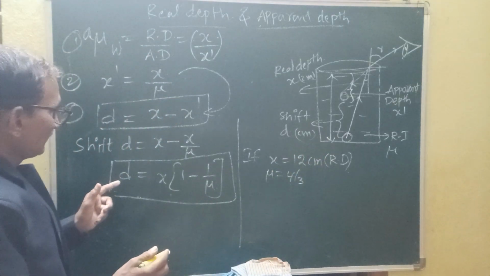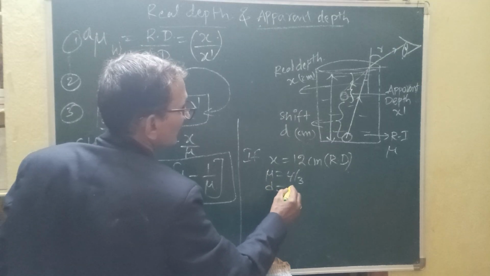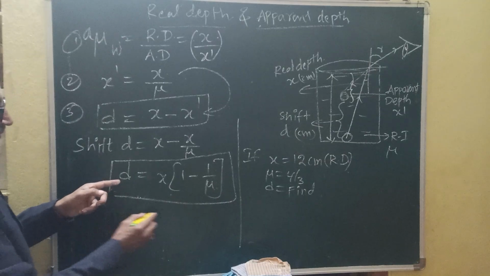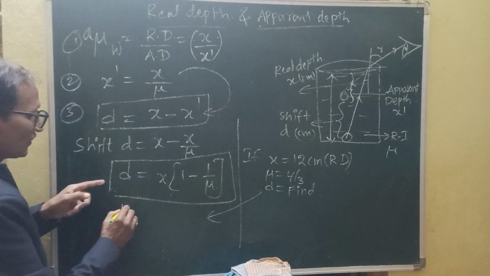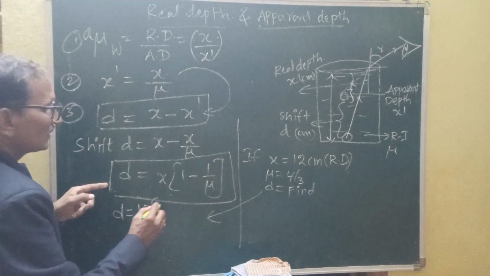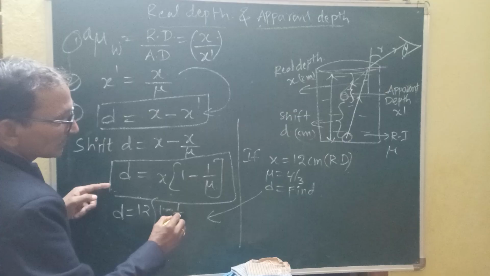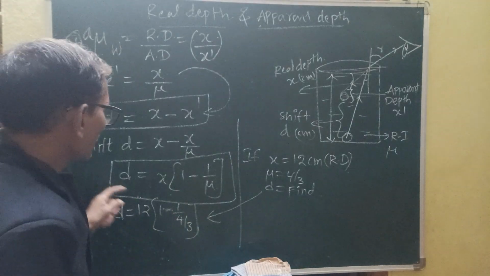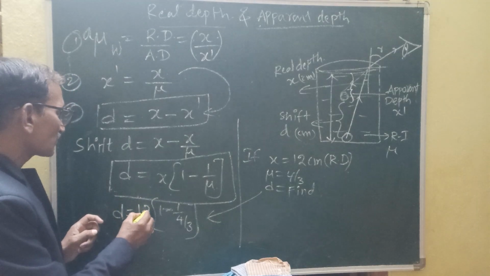Now I want to calculate the shift in the position of the coin. Find the D value. If you want to find the D value by making use of this formula, D is equal to x, which is 12, into 1 minus 1 by 4/3. 3 goes to the numerator. Here I am taking the real depth as 12.